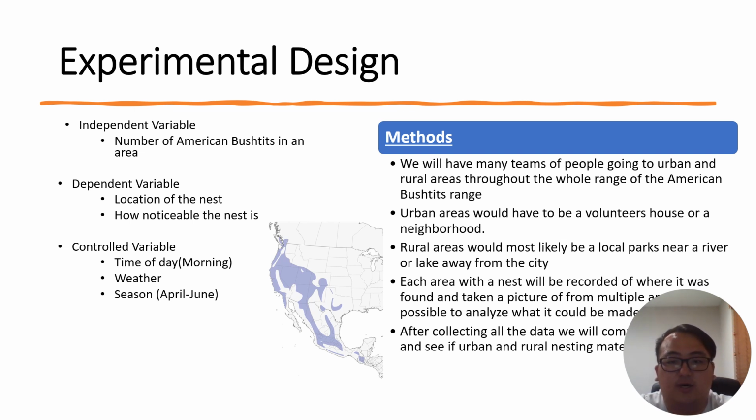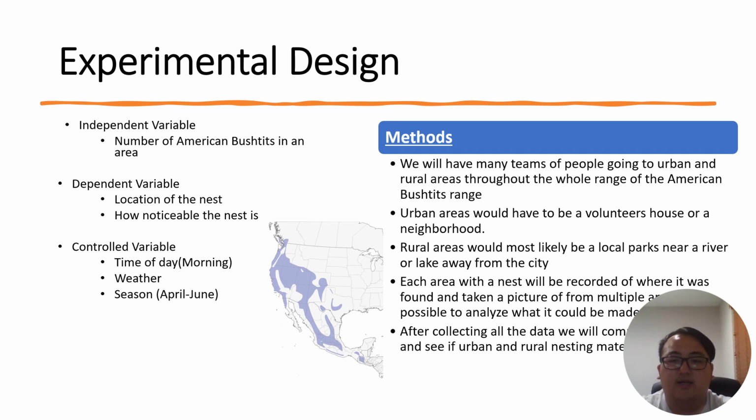And for the methods, we will have as many teams of people going through urban and rural areas throughout the whole range of the American bush tit. So I think it would be around 3 people per team, and that would possibly be hundreds of people going through the whole range, rural and urban. And the urban areas would have to be volunteers' houses or green spaces in the neighborhoods, such as local parks. And rural areas there would also be local parks, but more away from the city, and also lakes and woodland.